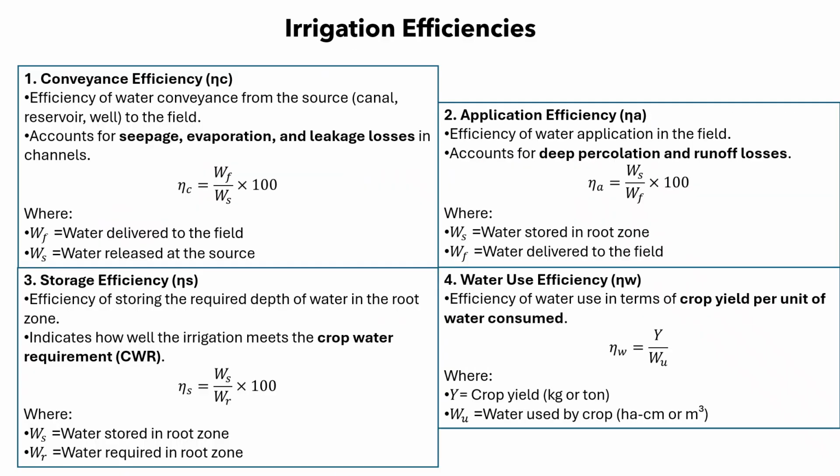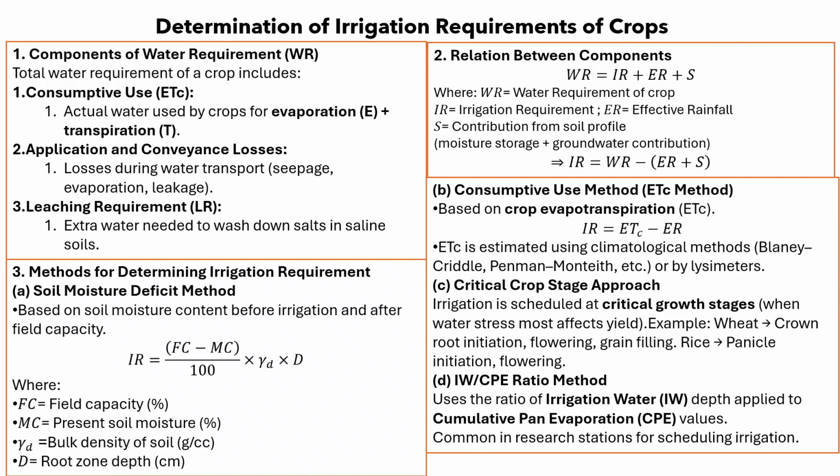Now, irrigation efficiencies. We aim to ensure the water is used efficiently. There are mainly four types. Conveyance efficiency: that means the field delivery, where the water is released. Application efficiency: water stored in the root zone, where it's delivered. Storage efficiency: how well irrigation meets the water requirement. Water use efficiency: that means crop yield per unit of water. So we can define higher efficiency as equal to less wastage plus better productivity.